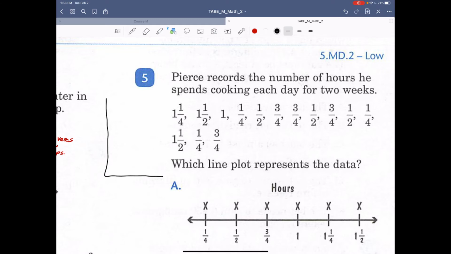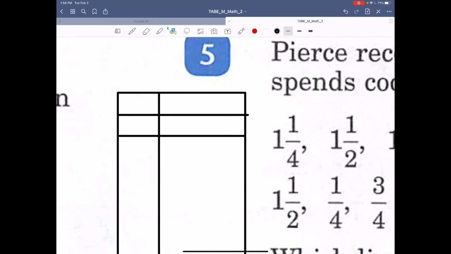So let's draw a table. And in it, I'm going to always put a header row, and I'm going to make this look like this. Let me go ahead and put one row there. This first row is going to be the number of hours. And then this is going to be called the frequency. This is where the tally marks go. Sometimes this is called a frequency table.